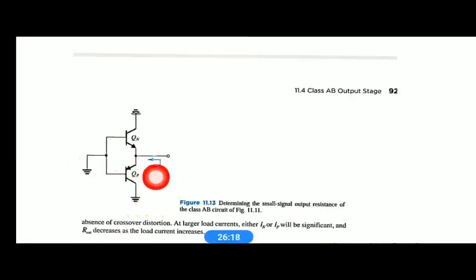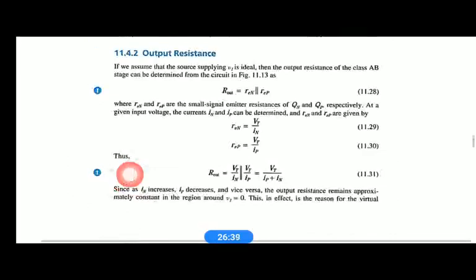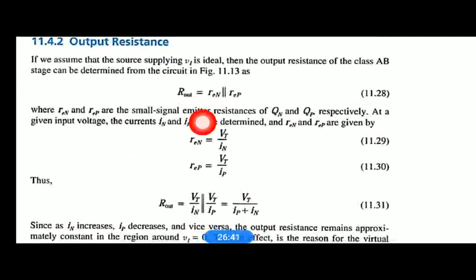Then we are calculating the output resistance for this circuit. Looking at it, we get two resistances which are in parallel. One is the resistance across the transistor QN, and the other is the resistance across the transistor QP, between emitter and collector. Both are in parallel. So we can write Rout is REN parallel with REP.